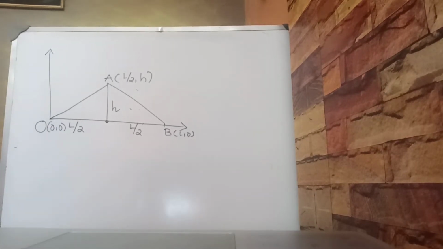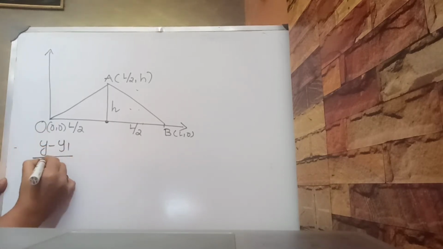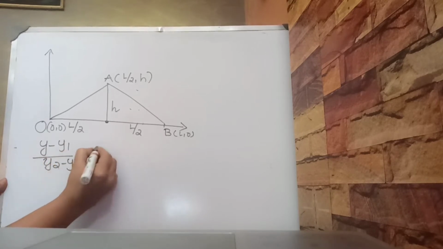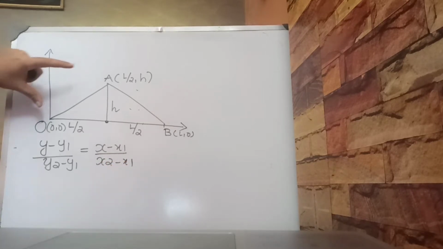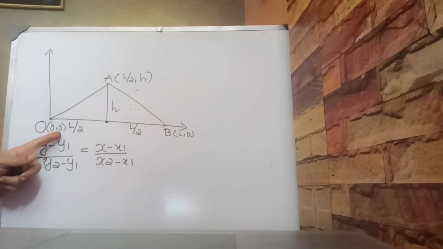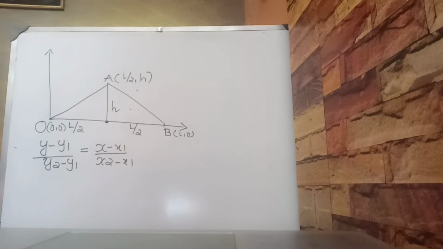As the string is divided into two equal parts before it is released from rest, first we will find the equation of OA and the equation of AB. We use the two-point formula to find the equation of OA and AB. We know the formula is (y minus y1)/(y2 minus y1) equal to (x minus x1)/(x2 minus x1). In the case of finding OA, we can consider O (0, 0) as x1, y1 and A (L/2, h) as x2, y2 respectively.